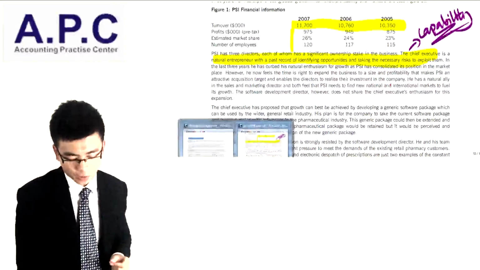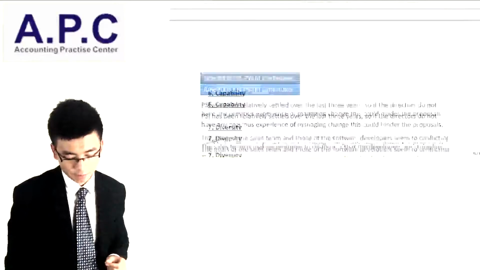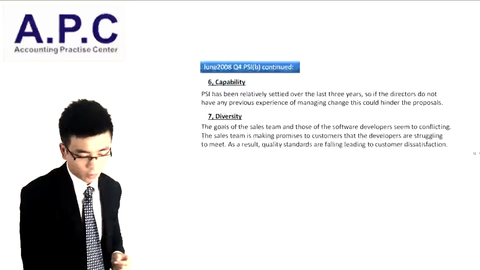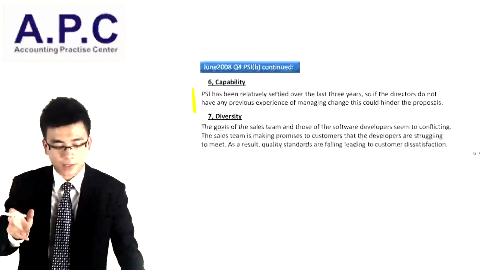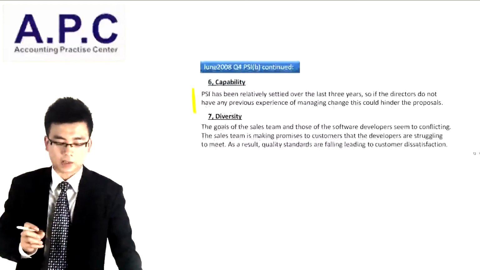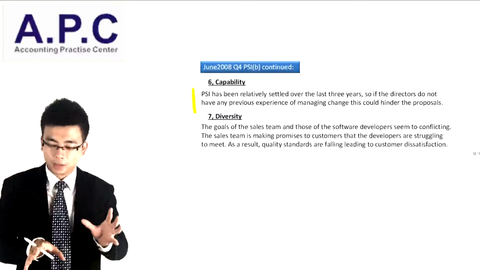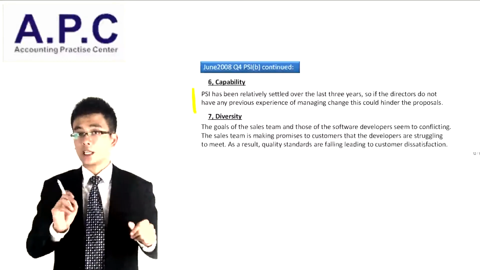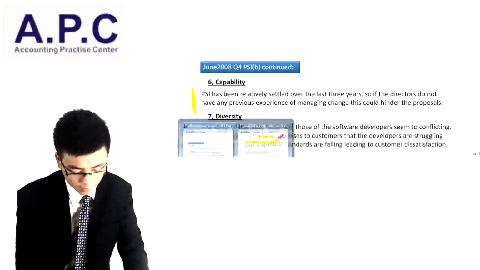So how are we going to write it down in the exam then? So capability. PSI has been relatively settled over the last 3 years. So if the directors do not have any previous experience, this would make the change rather difficult. But now if the CEO has experience, of course, it makes the change that much easier. Okay, so next one.